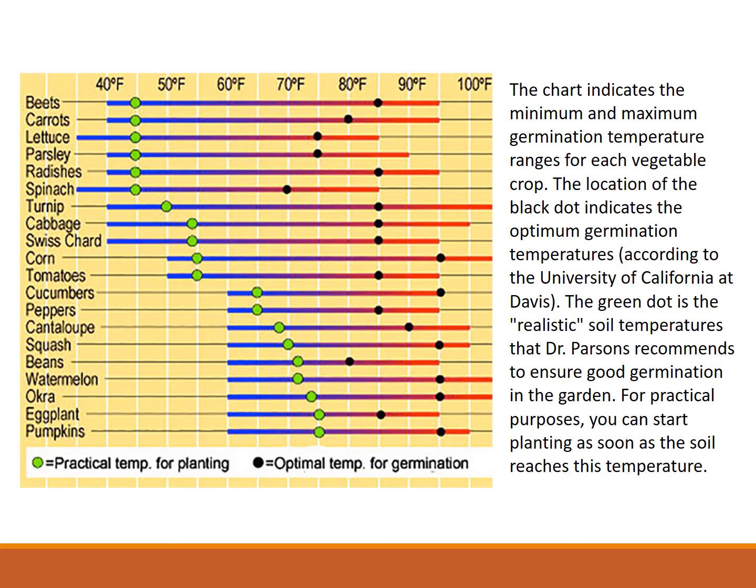So let's compare that with, for example, watermelon. If you look at watermelon on the chart, you can see right off the bat that watermelon is a crop that needs to be planted when the temperatures are warmer, where beets are a crop that can be planted when the temperatures are still relatively cool outdoors. The chart is telling us that we can start planting watermelon seeds when the soil temperature in our garden reaches about 72 degrees Fahrenheit, and that the optimum temperature for the germination of watermelon seeds is as high as 95 degrees Fahrenheit.